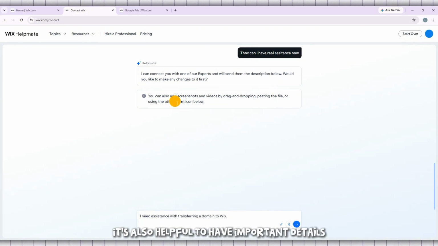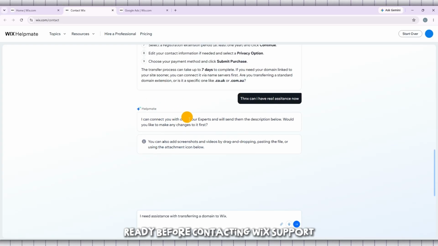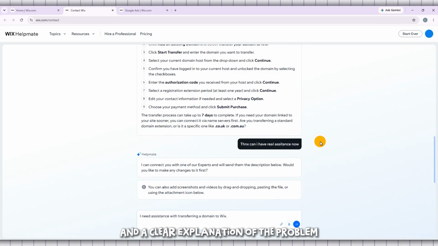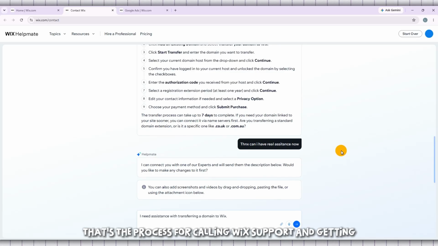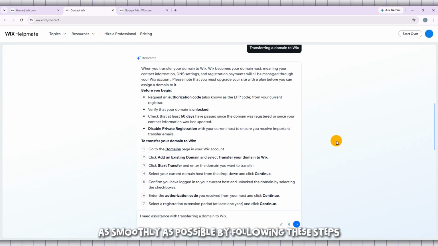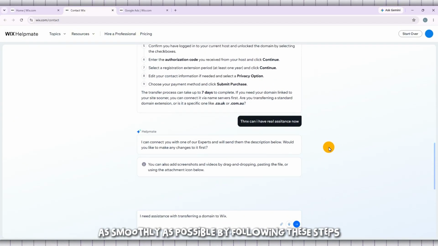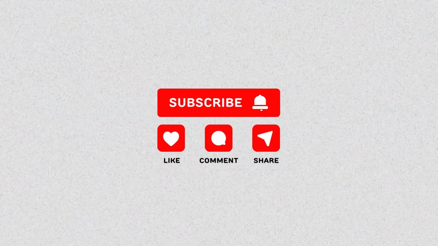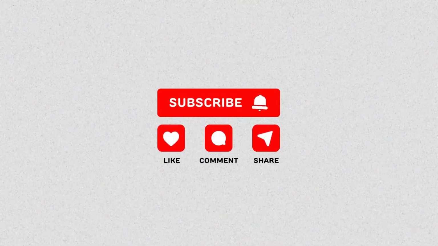It's also helpful to have important details ready before contacting Wix support, such as your website address, account email, screenshots of errors, and a clear explanation of the problem. That's the process for calling Wix support and getting past the initial automated help system as smoothly as possible. By following these steps and explaining your issue clearly, you can improve your chances of reaching the right Wix support option quickly and getting the help you need.